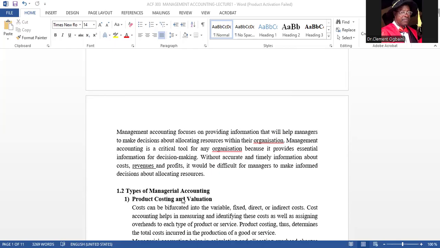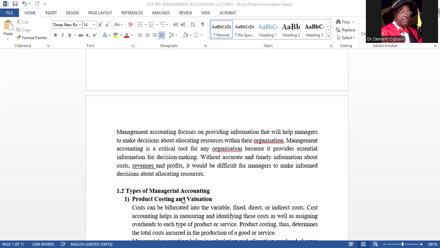Areas where management accounting comes in are as follows. Number one, you have product costing and valuation. Here, management accounting tries to accumulate cost and analyze cost so that they can categorize this cost into variable cost and fixed cost, into direct cost and indirect cost.